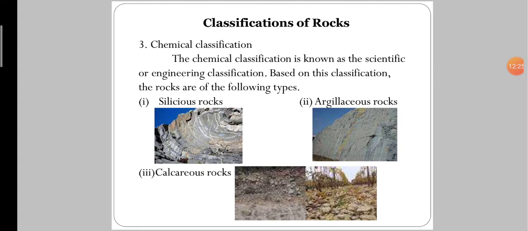Third one, calcareous rocks. In these rocks, calcium carbonate is the primary constituent. The durability of these rocks depends upon the constituents present in the surrounding atmosphere. Examples of these rocks are limestone, marble, etc.